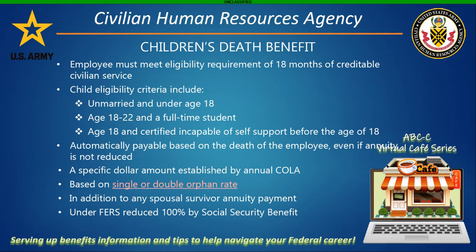Also, if a child is receiving Social Security payments due to the parent's death, the children's death benefit through the federal government will be reduced by 100% if the deceased employee was covered under FERS. They will take that death benefit and basically offset it with the Social Security. That Social Security payment is generally pretty generous, so they will offset that.